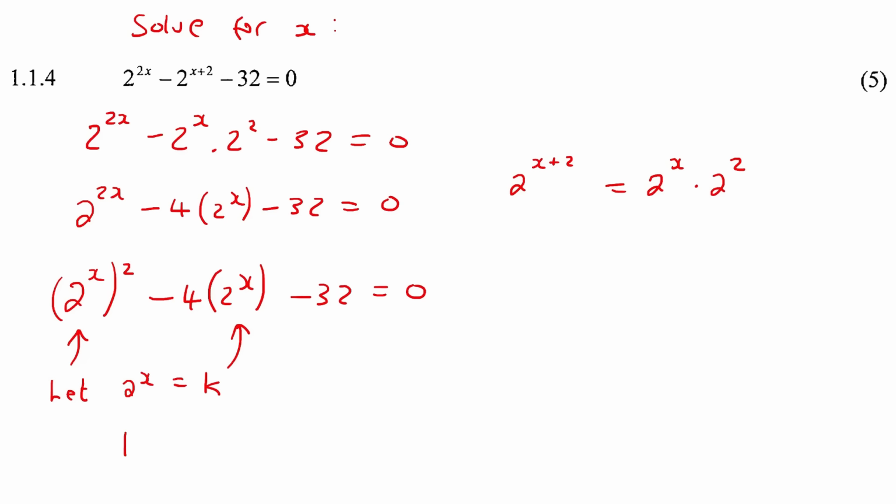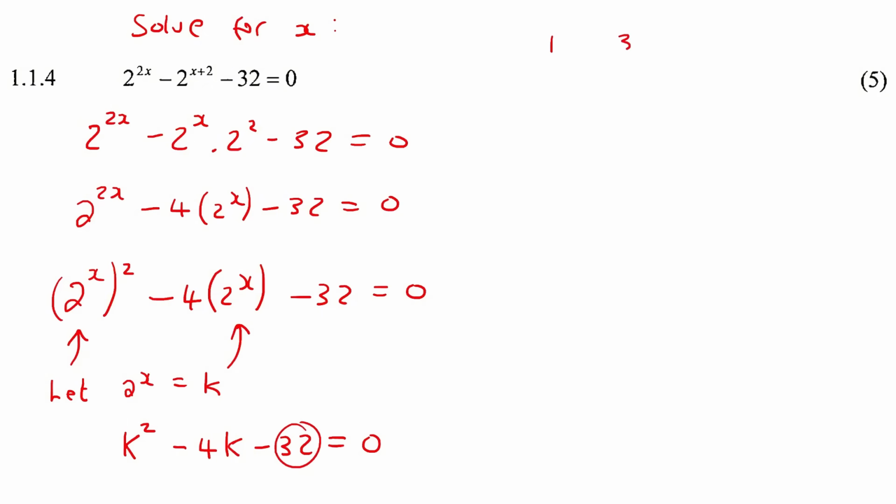Because then what you end up with is k squared minus 4k minus 32. And that over there, my dear friends, is a beautiful trinomial that we are very used to seeing. So now we're just going to go factorize this. Let me think about that. So we look at the factors of 32. So 32 could be written as 1 times 32, 2 times 16, 4 times 8.